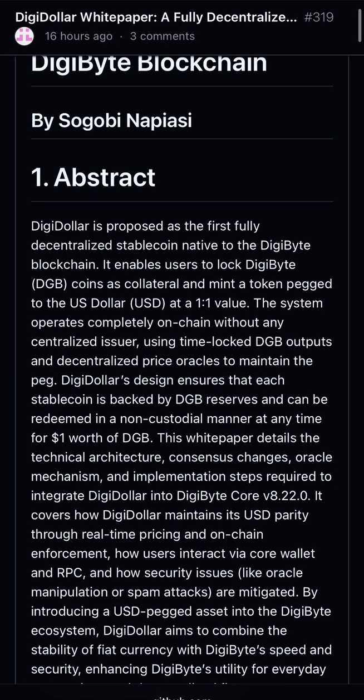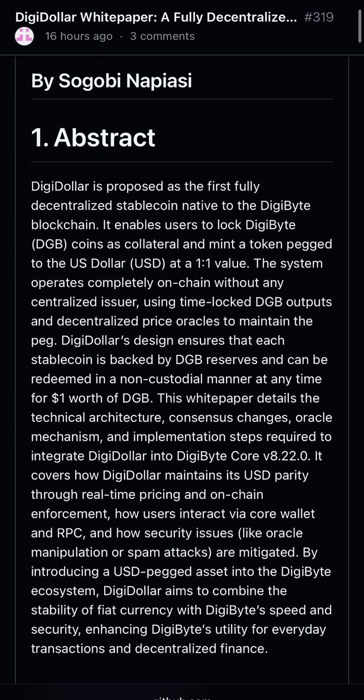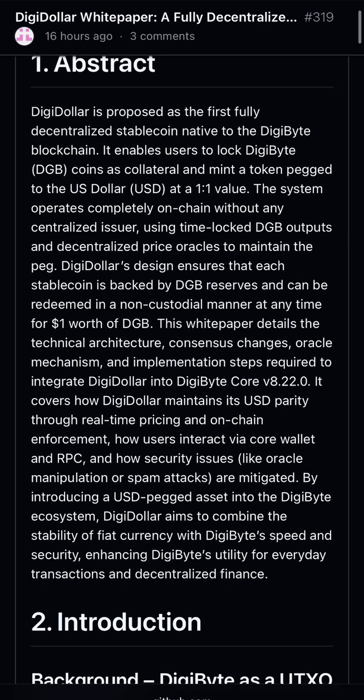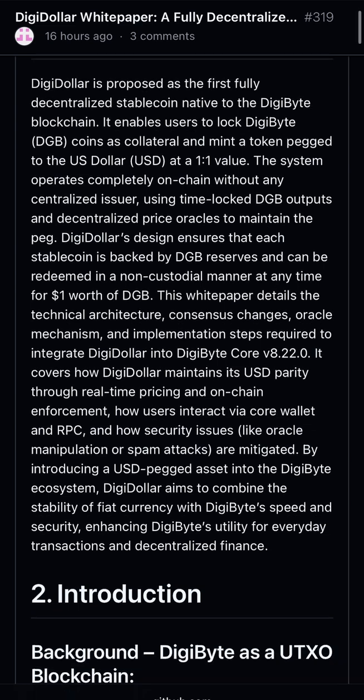It enables users to lock DigiByte, DGB, coins as collateral, and mint a token pegged to the US dollar, USD, at a one-to-one value. The system operates completely on-chain without any centralized issuer, using time-locked DGB outputs and decentralized price oracles to maintain the peg. DigiDollar's design ensures that each stablecoin is backed by DGB reserves and can be redeemed in a non-custodial manner at any time for $1 worth of DGB.